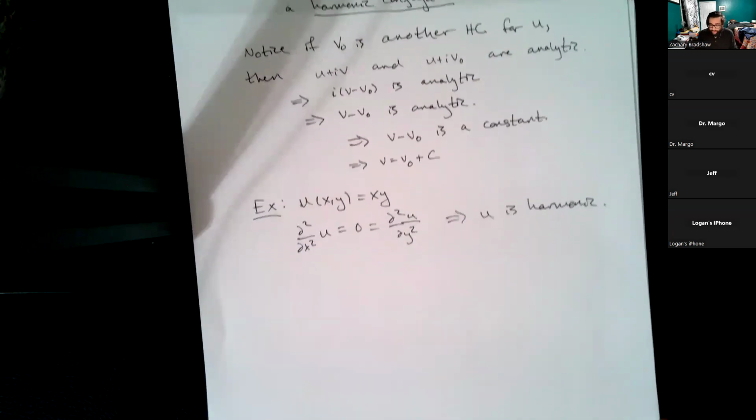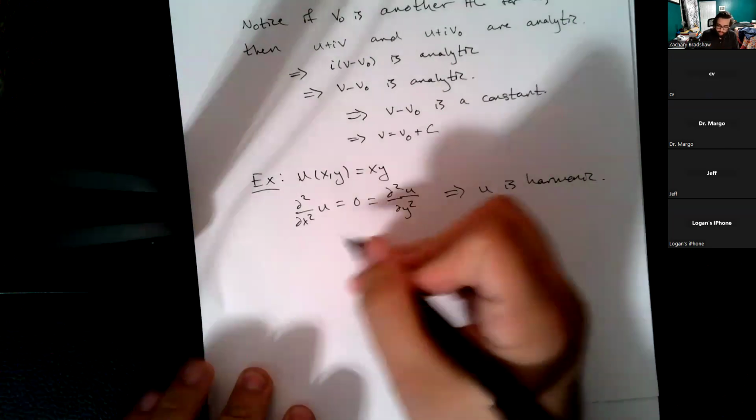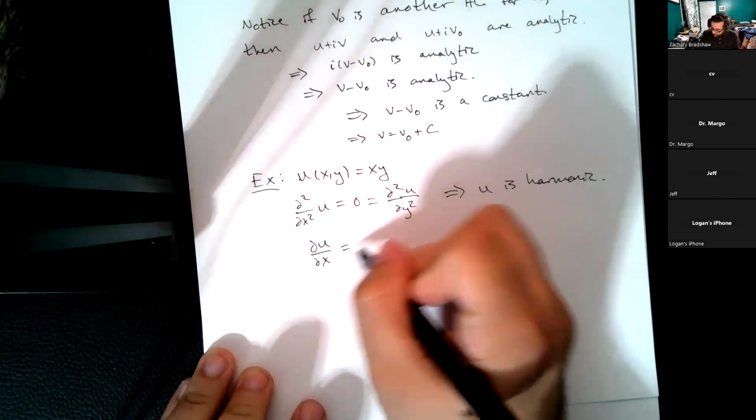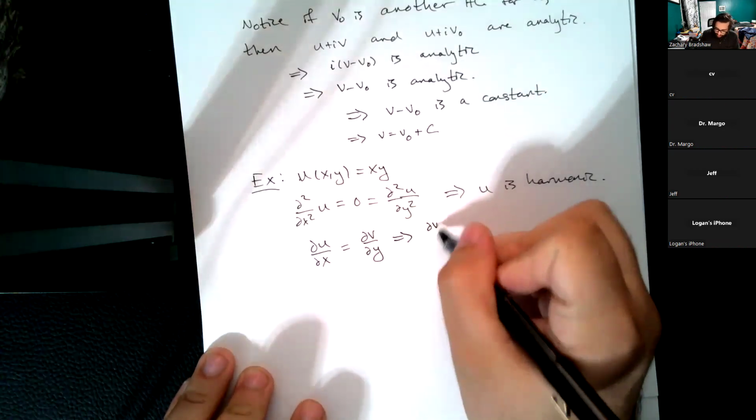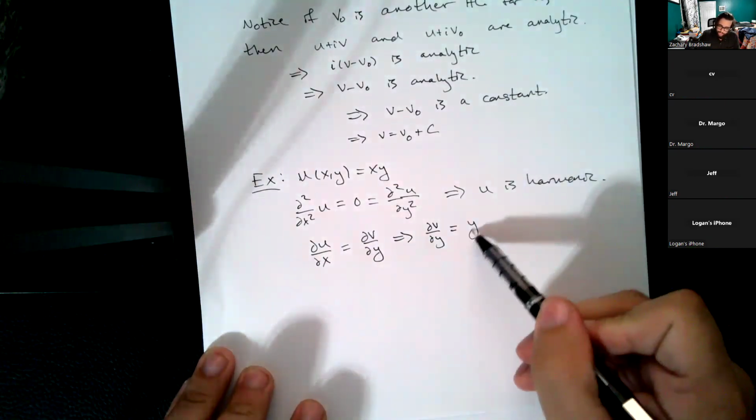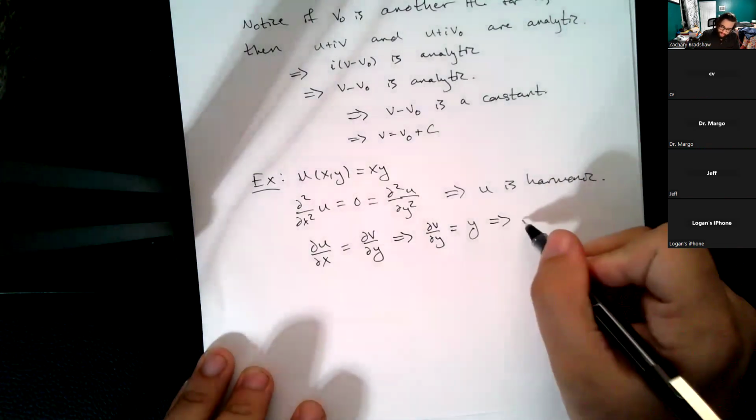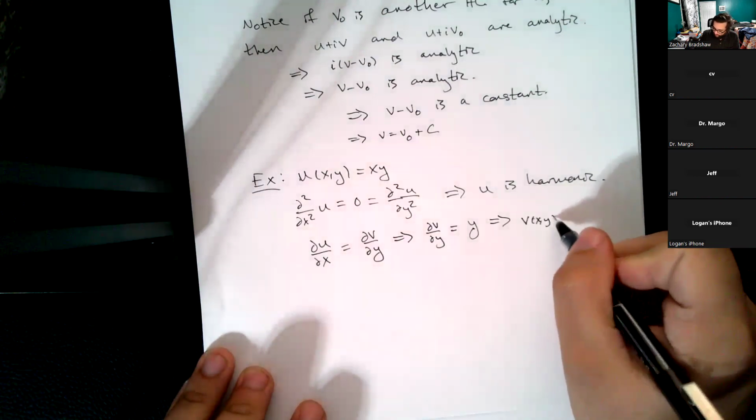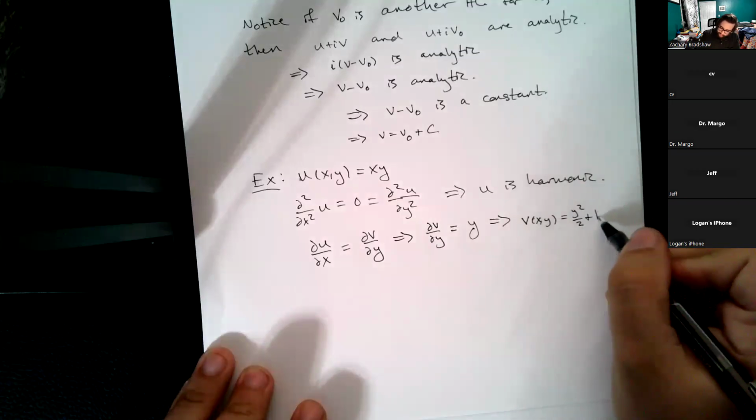Okay, so to find the harmonic conjugate, what we do is we solve the Cauchy-Riemann equations. So we take du/dx equals dv/dy. What does this tell us? This tells us dv/dy is equal to the partial derivative with respect to x, which is y. And so this tells us that v must be equal to y squared over 2 plus a function of x.